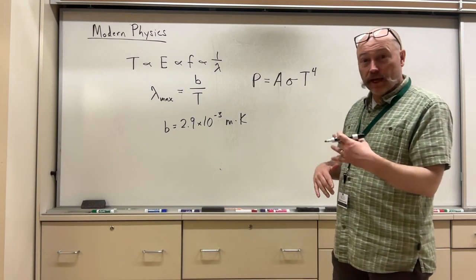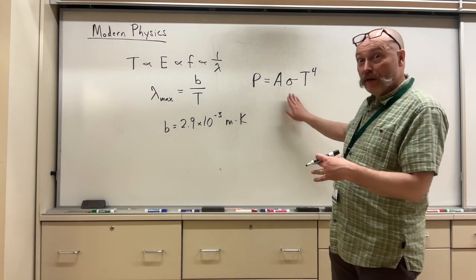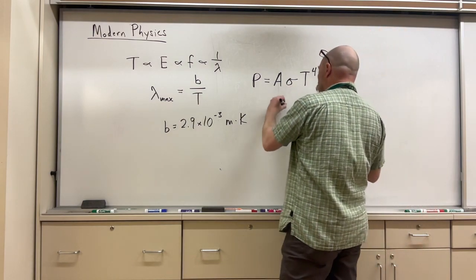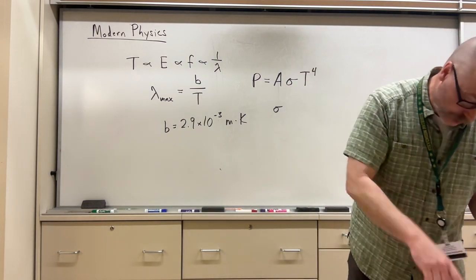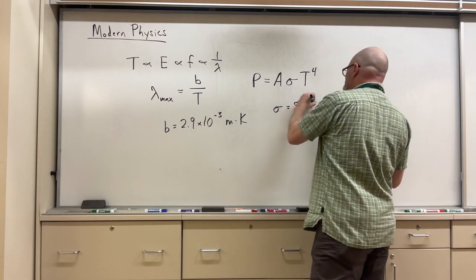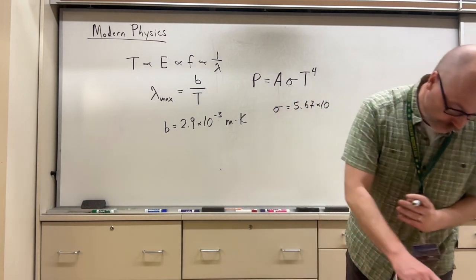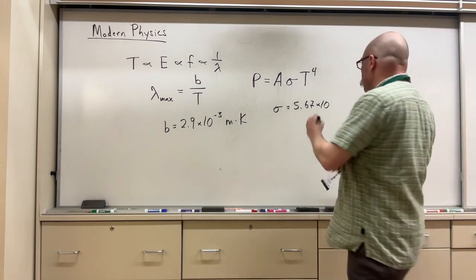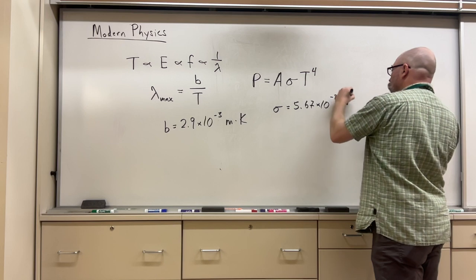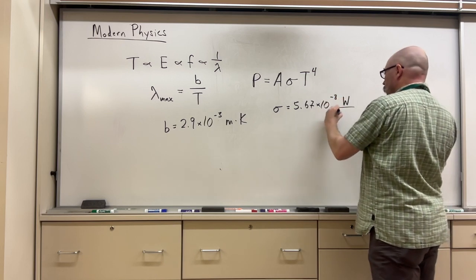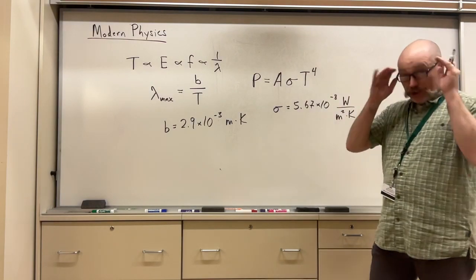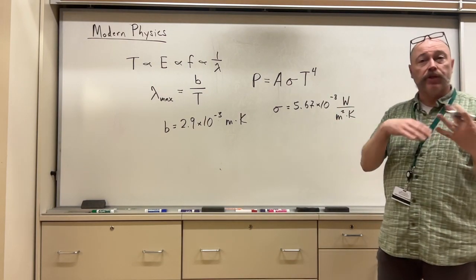Sometimes they'll do things like power per meters squared, and then it's just this times this, where this is a constant, which is 5.67 times 10 to the minus 8. The units, so that I get watts, would be watts over meters squared times Kelvin to the fourth. But there you go. So just make sure you are familiar with those two equations.